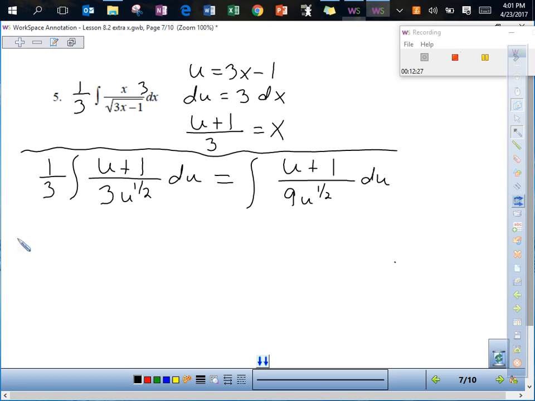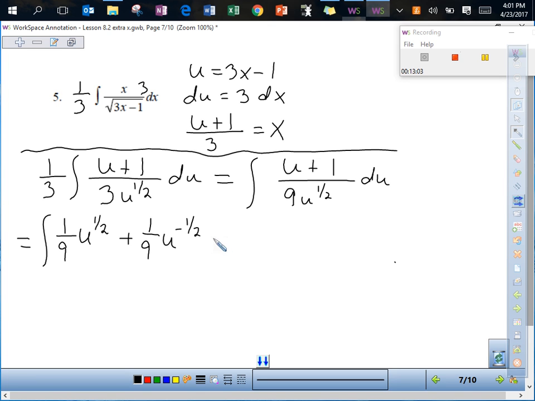Now, let me rewrite this so we can find the antiderivative. So I've got the antiderivative of, let's look at that u over 9u to the 1/2. So I'm going to have a 1/9 in there. U to the first over u to the 1/2 looks like a u to the 1/2 plus 1/9 u to the negative 1/2. I just brought that up.